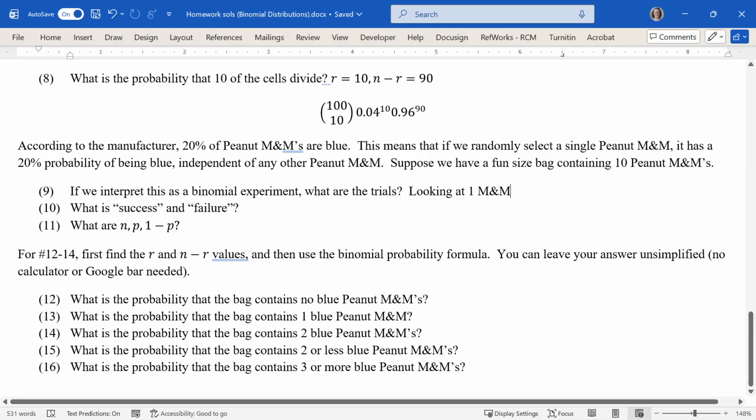Okay, so anyway, looking at one M&M is a trial, and then we're going to call success as seeing the blue one.